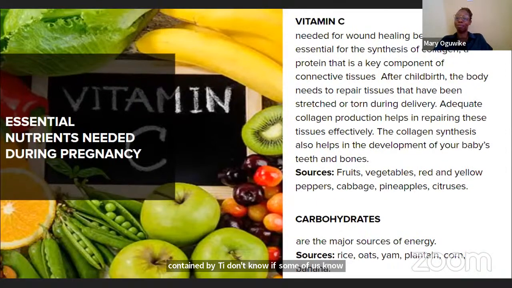Bell peppers. Thank you very much. Green foods also contain vitamin C. So it's not only yellow fruits or yellow orange foods that contain vitamin C. Green foods also contain vitamin C.